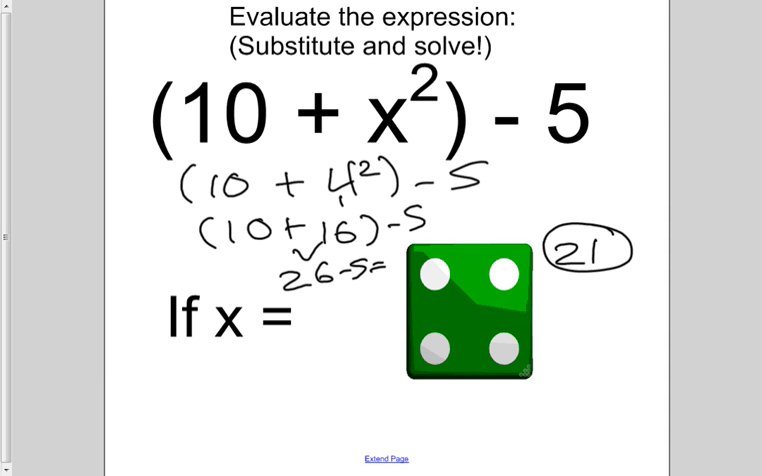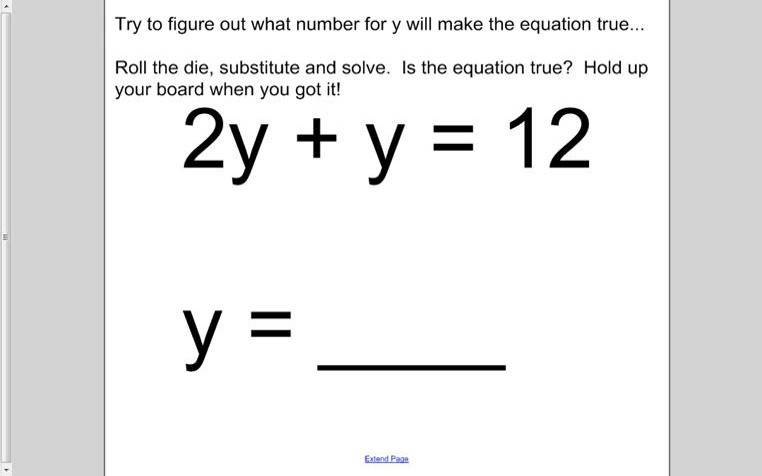All right, I have a slightly different challenge for you. I'd like you to try to figure out what number for y would make this equation true. So you can either just go ahead and try. You can roll a dice and substitute and solve and just see if it works. Or go ahead and just try 1, 2, 3, 4, 5, 6. Just do a little guess and check and modify your answer as you go.